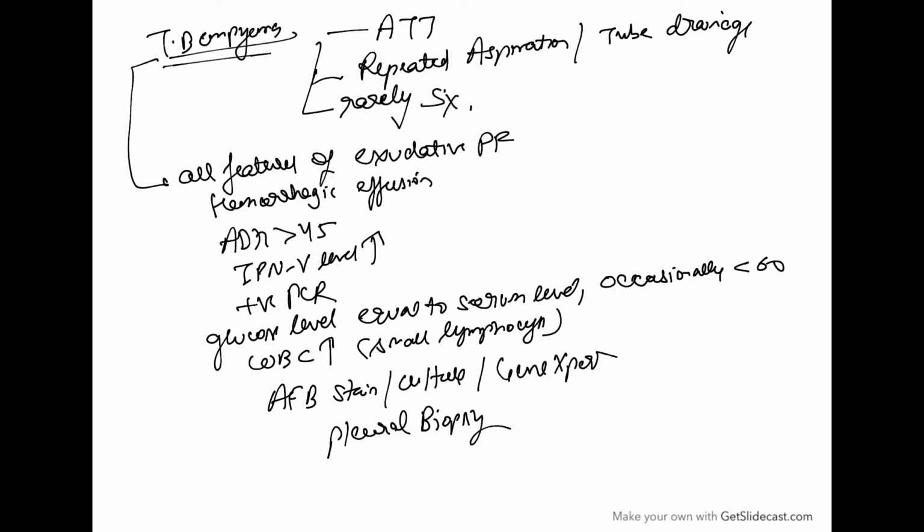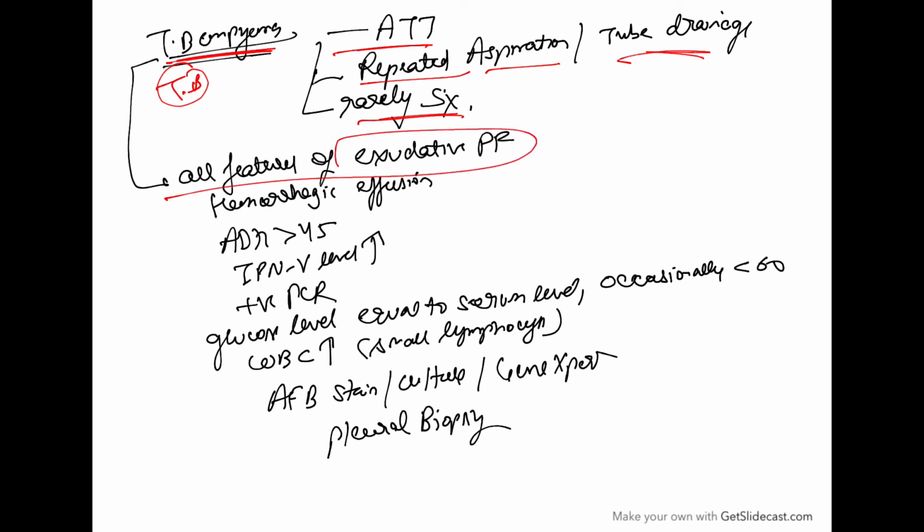Now, tubercular empyema. In tubercular empyema, the treatment will be ATT, repeated aspiration or tube drainage. Rarely we will need surgery. Now, let us see briefly tubercular empyema. It will have all the features of exudative pleural effusion. It can also have hemorrhagic pleural effusion.